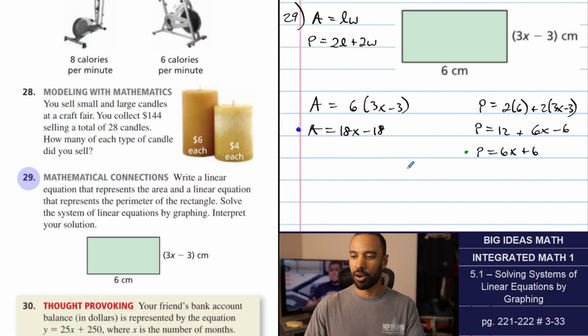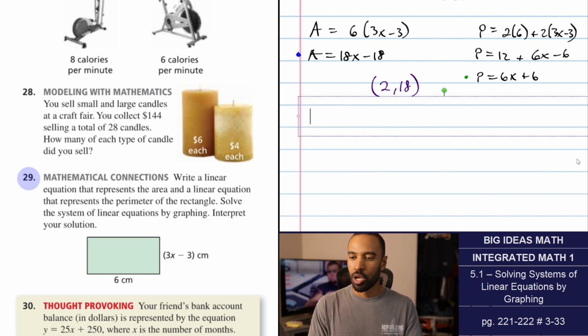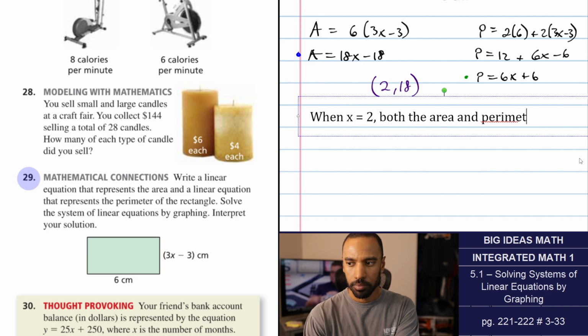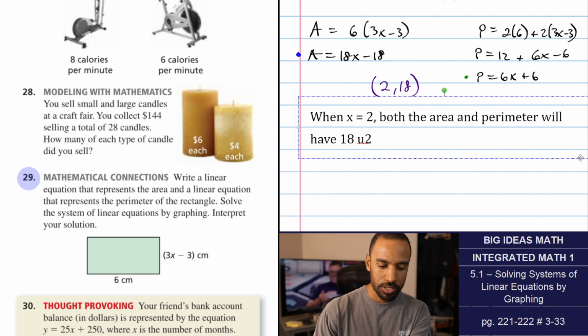2 and 18. All right, so I get an ordered pair there of (2, 18). Remember, my A and my P both represent a Y, but they specifically represent their areas and perimeters. So what they're saying is when x equals 2, both the perimeter and area will have 18 square units.